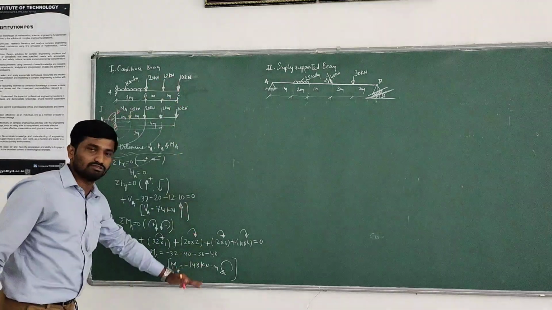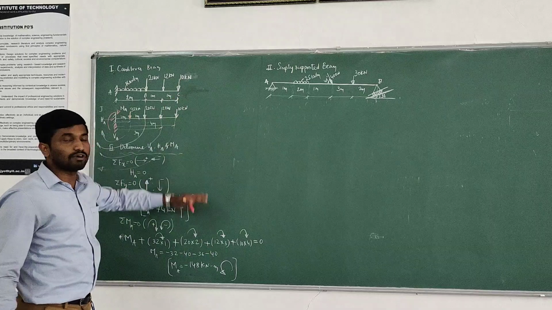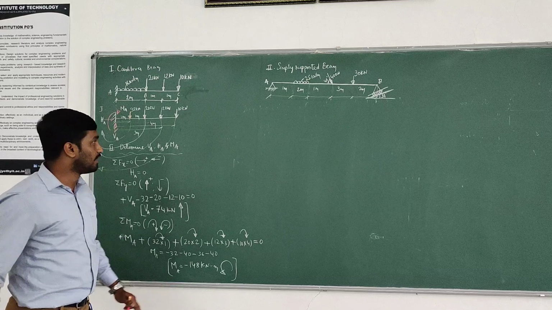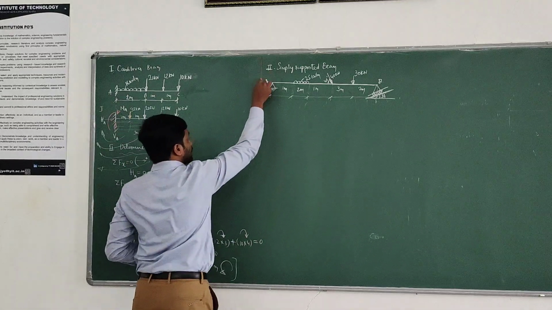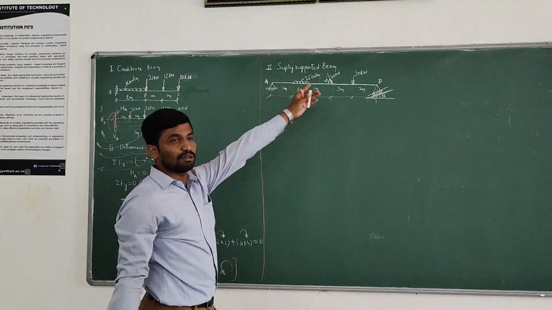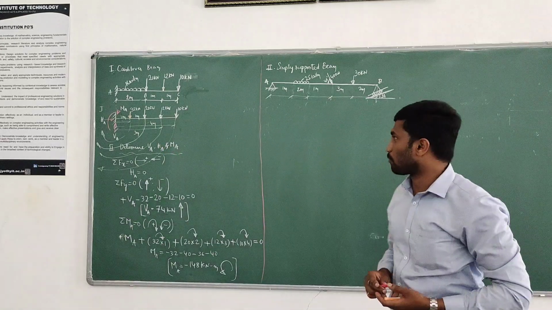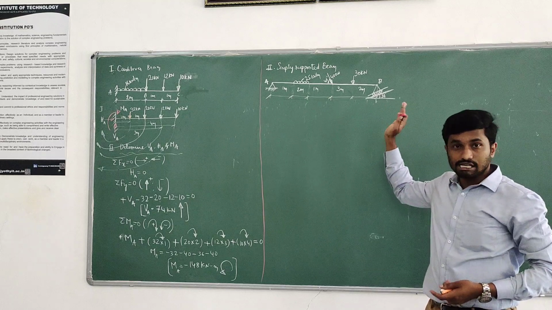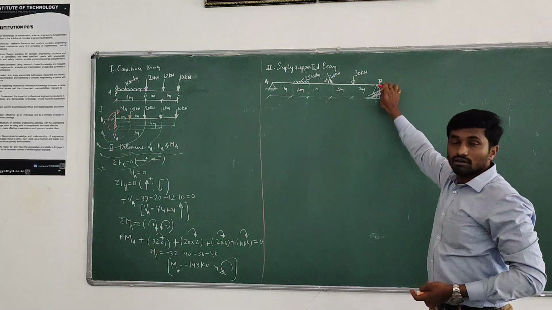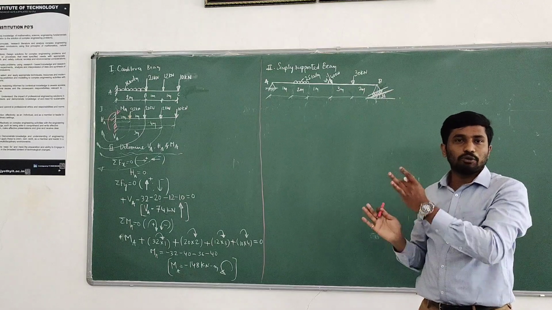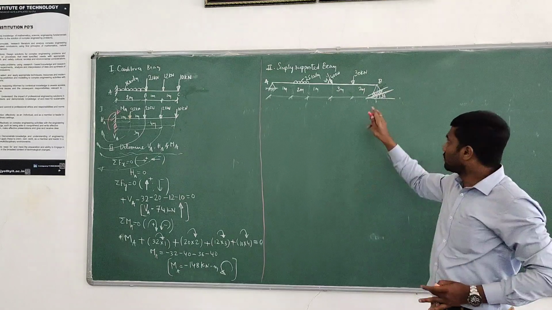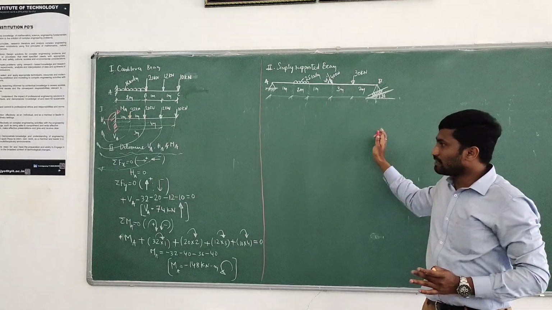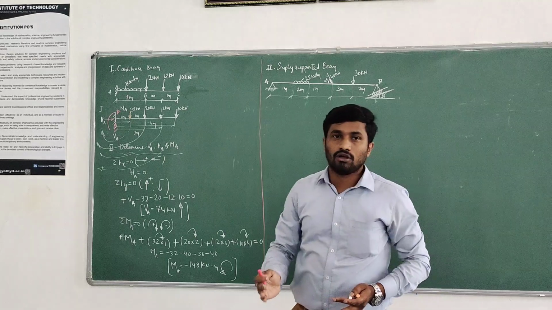So this is the example for a cantilever type of beam, how to solve cantilever type of beams. Next, let's move on to the second type of beam, that is simply supported beams. It's also a very, very important problem because here support B is inclined. Support B is an inclined roller support.